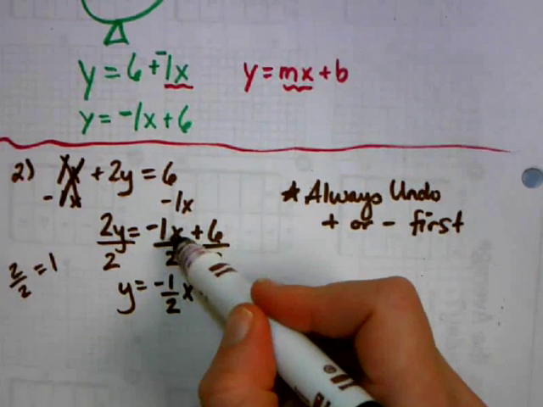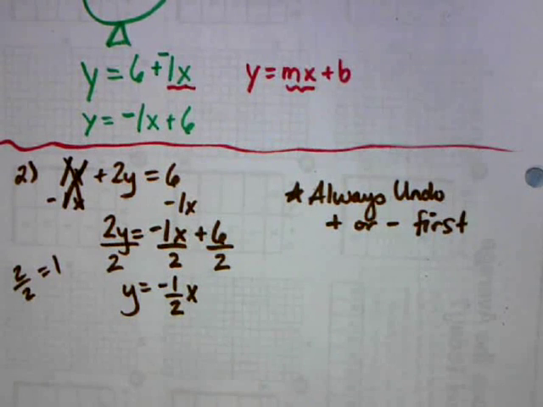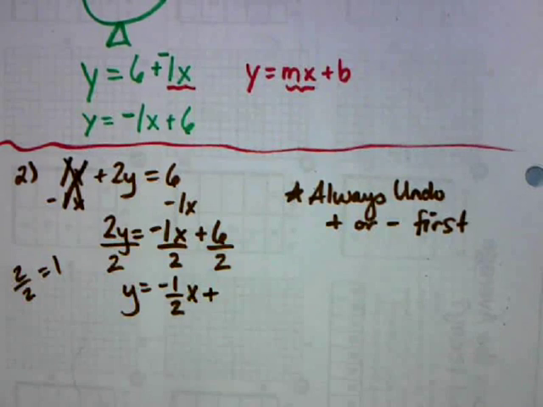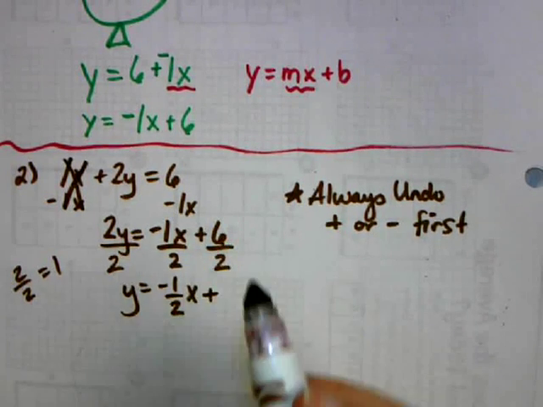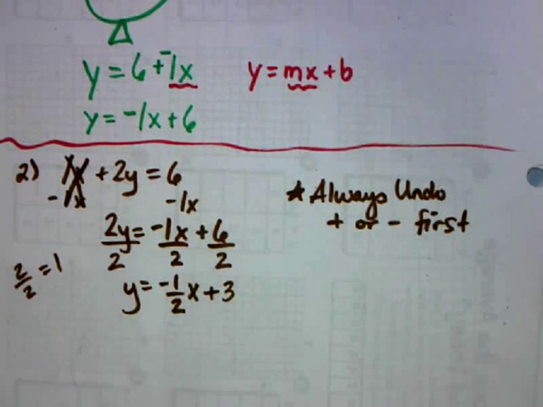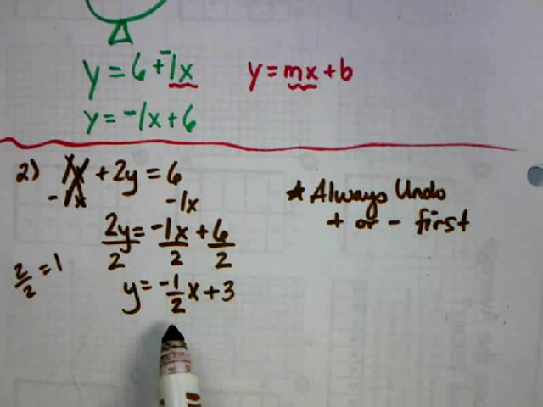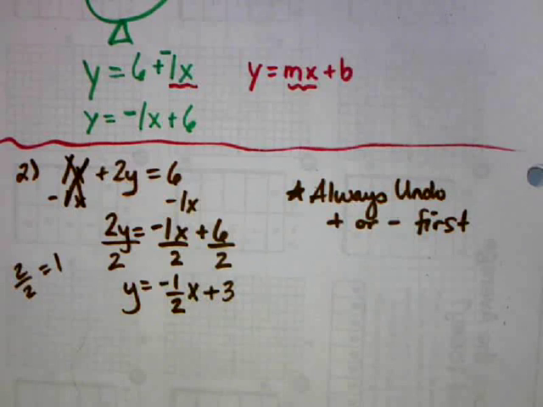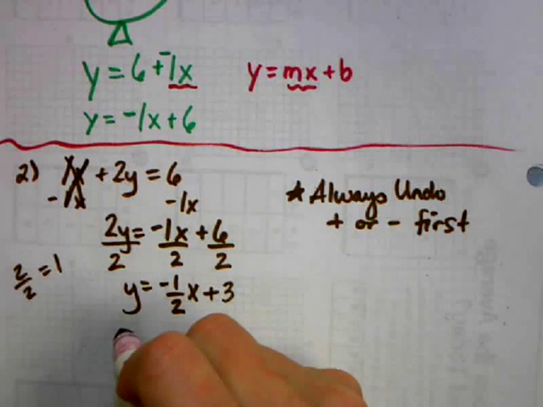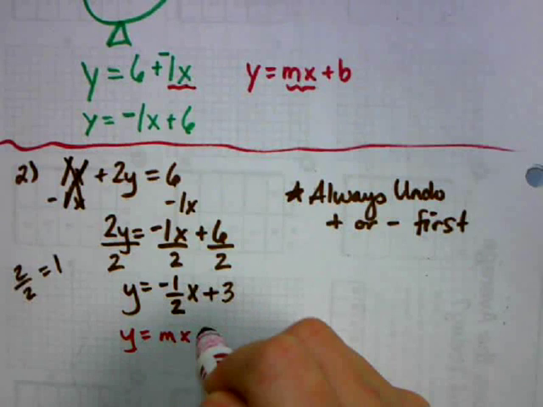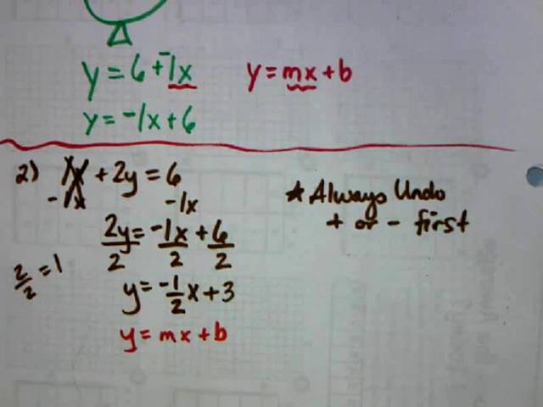The x could be on top. It could be out to the outside. It means the same thing. And then if any fractions can be reduced, we always reduce them. And look at this one. What's 6 divided by 2? It is 3. So I have now written that in slope-intercept form. Y equals mx plus b. The m, let me write it underneath here. The m term is the negative 1/2. The b term is 3.